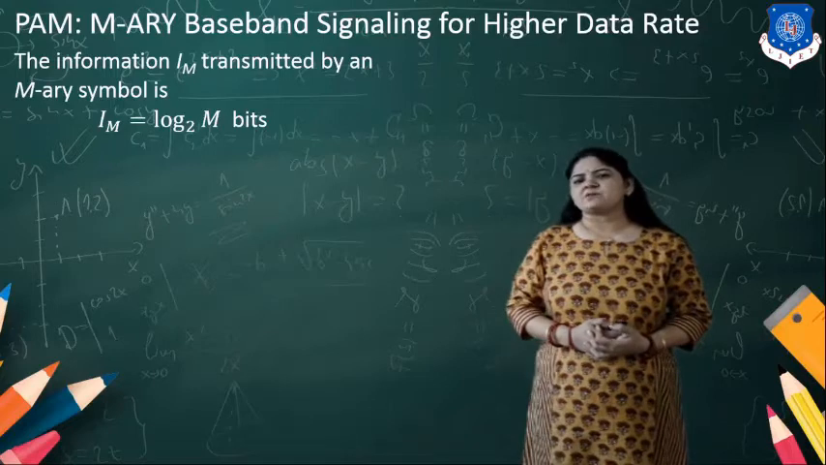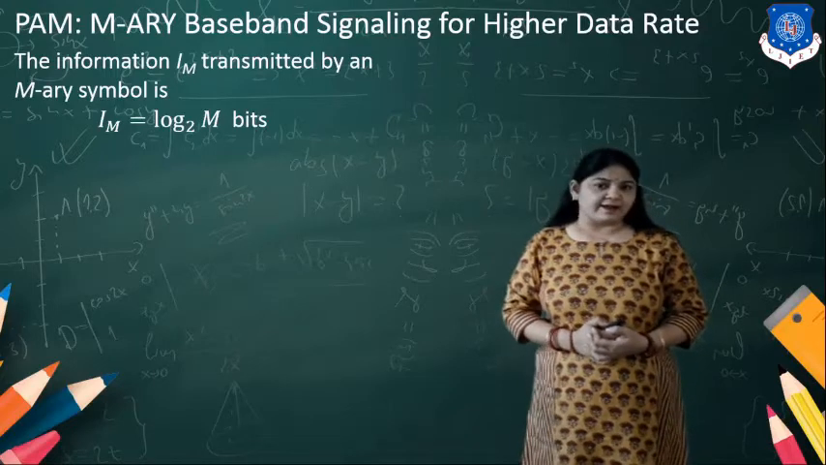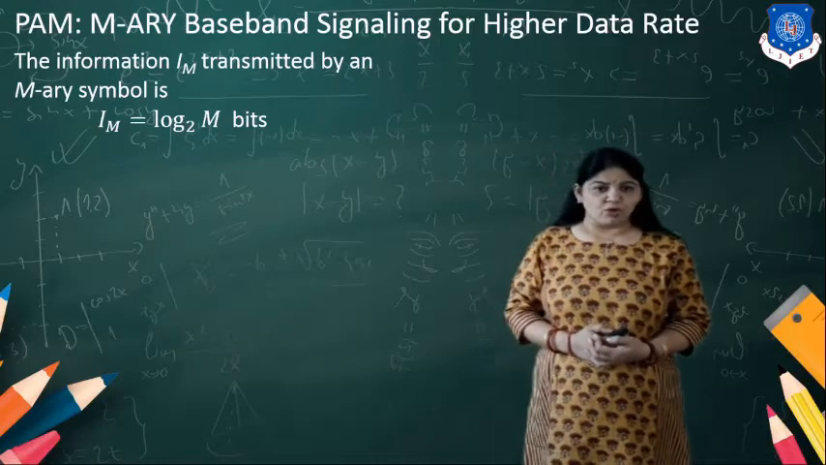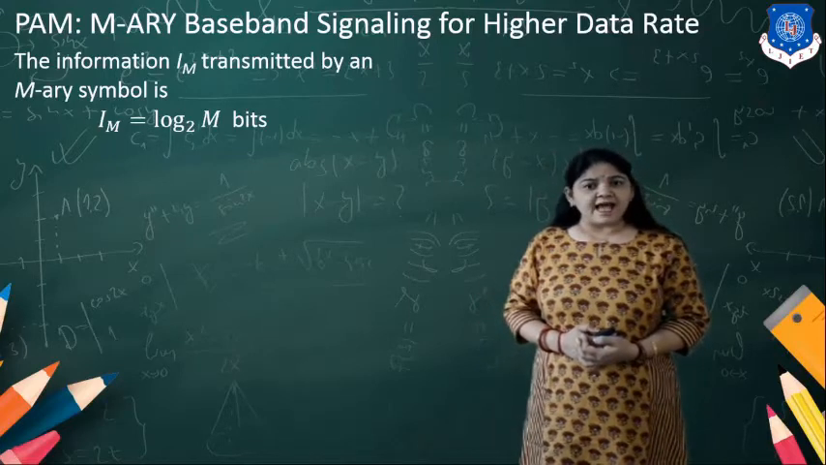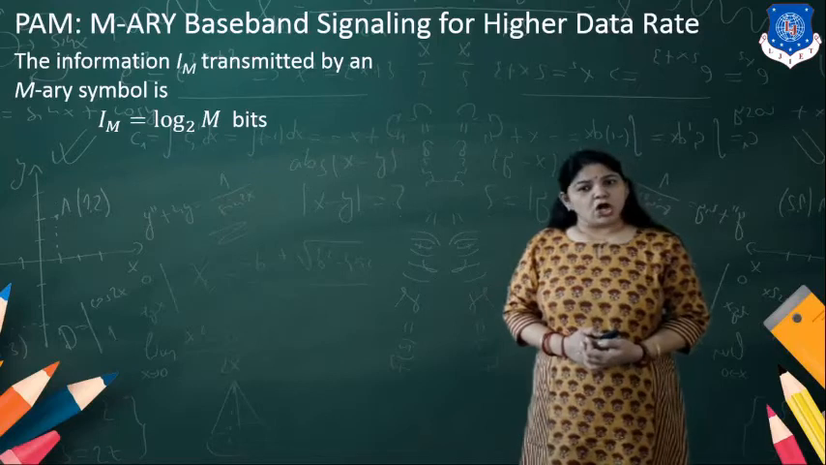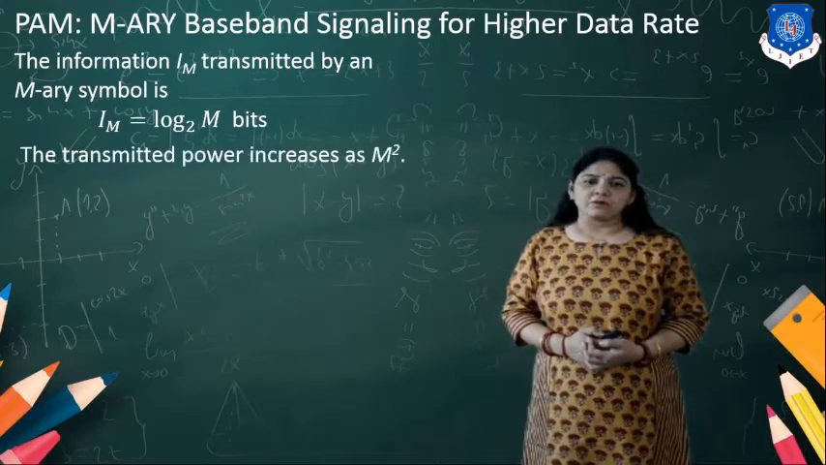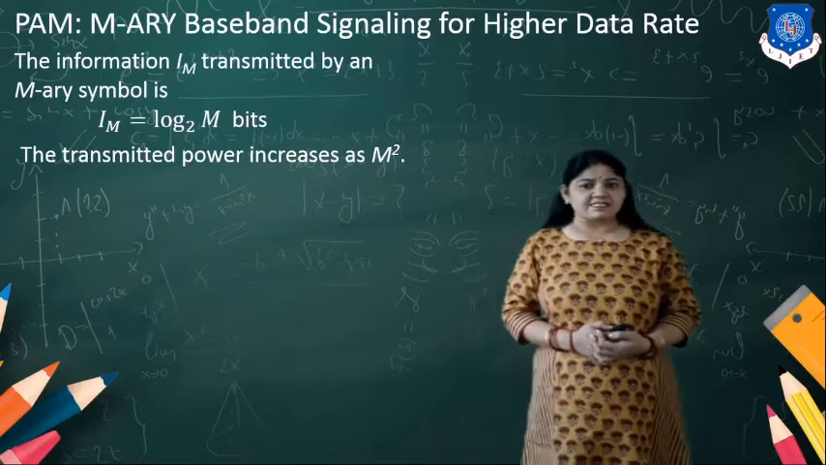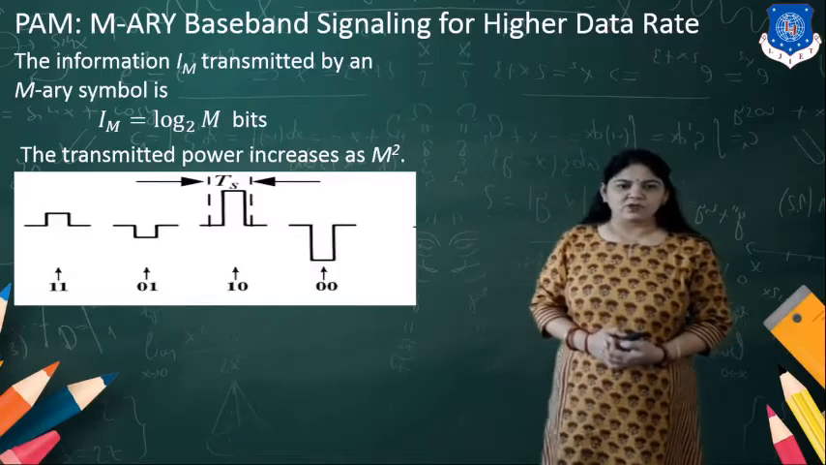If we want to transmit the data at a higher rate, then we need to select the M-array symbols, and that is IM equal to log M base 2 bits. So that is why the transmitted power is increased as M squared.